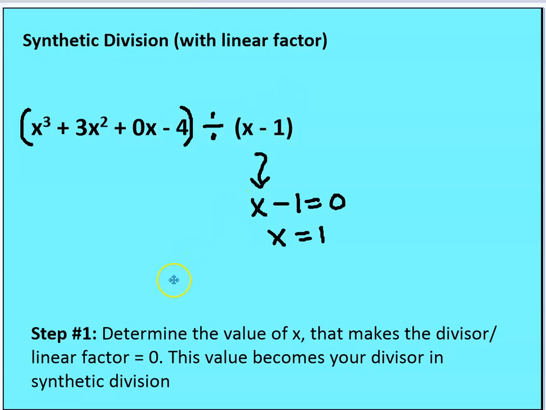So the first thing we need to do is determine the value of x in the divisor that makes the divisor equal to 0. So in this case, when x is equal to 1, it makes that linear factor as a divisor equal to 0. So x is equal to 1. We're going to use 1 as part of the synthetic division process, but 1 is now my divisor in synthetic division. Okay, so the first thing is, with a linear factor in synthetic division, find the value of x that makes that entire linear factor equal to 0. That now becomes the divisor in synthetic division.